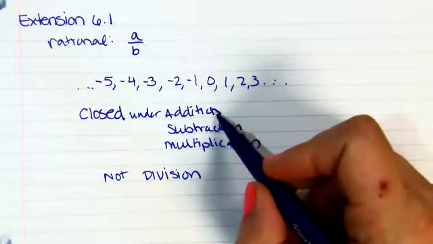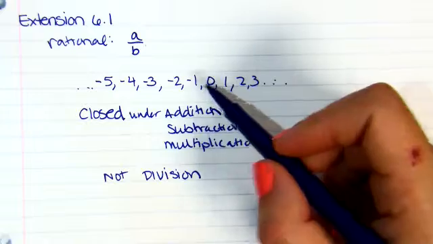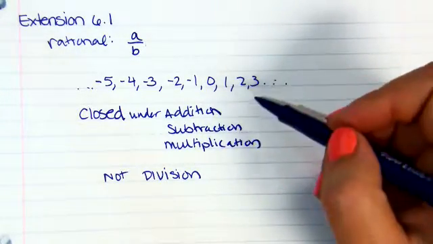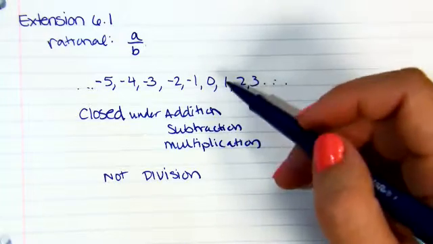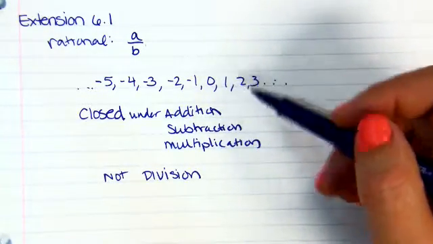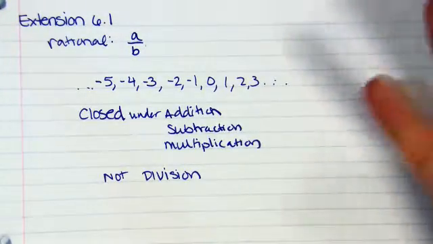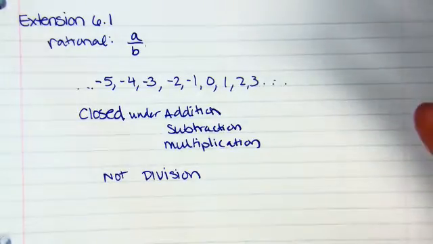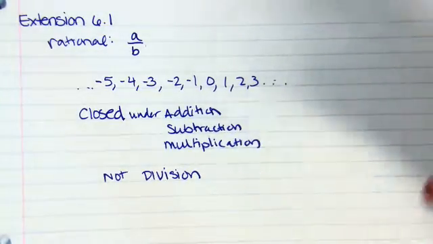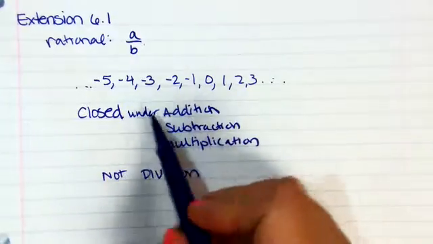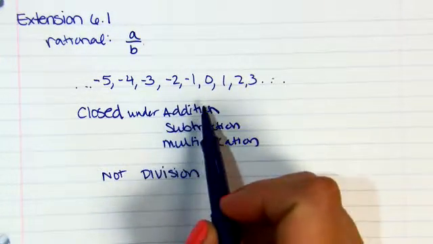To be closed under addition means I can take 2 numbers from that set and add them together, and I get another number in the set. For example, if I take any 2 integers and add them together, I will get another integer. There's no way for me to add 2 integers and somehow get a fraction or a decimal or the square root of 8. I can't do that just by adding 2 integers. So the integers are closed under addition.